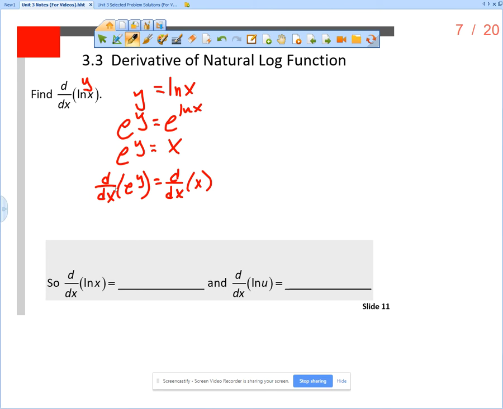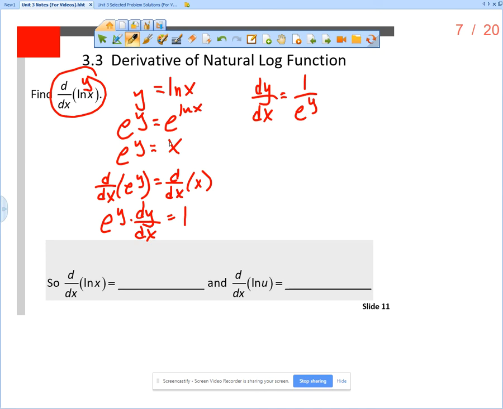Now on the left side, what is the derivative of e to the y? Well, we just talked about this in section 3.2. It is e to the y, but remember, we're taking the derivative with respect to x, so times dy/dx, equals dx/dx, which is just 1. Now, what do I want to find? Look back up here. I want to find dy/dx, so I'm going to solve for dy/dx by dividing by e to the y. So dy/dx is equal to 1 over e to the y.